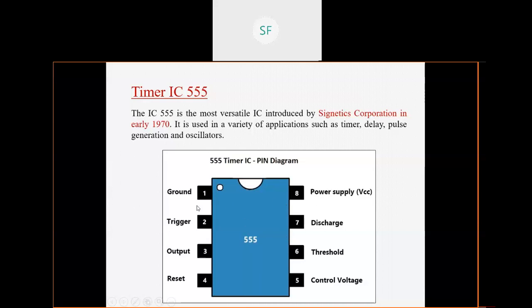Okay. Now pin number 1 is ground, pin number 2 is trigger, 3 is output, 4 is reset, 5 is control voltage, 6 is threshold, 7 is discharge, and 8 is power supply, that is VCC. So we will see what exactly is in this particular IC and what its internal structure looks like. And we will see the operations of all these pins one by one. Okay.